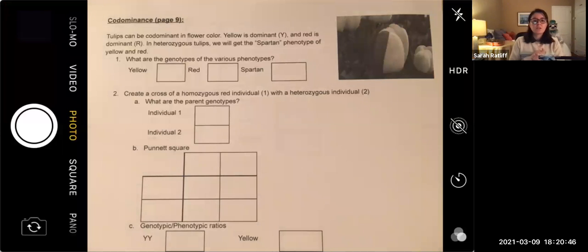Welcome, welcome. Here's our tutorial on codominance Punnett squares. Codominance is that fun one where we have two dominant traits that are both visible in our offspring. My favorite example, as you should probably know by now, are those roan cows.